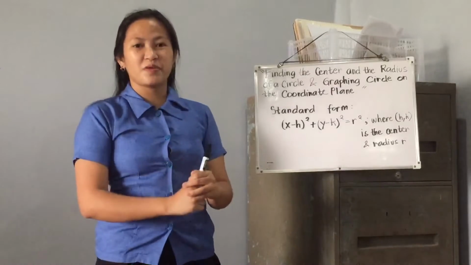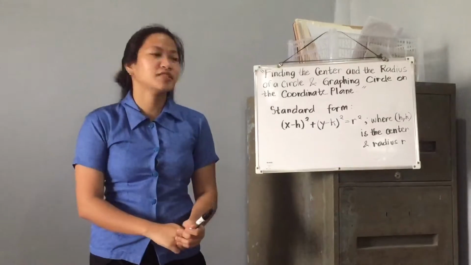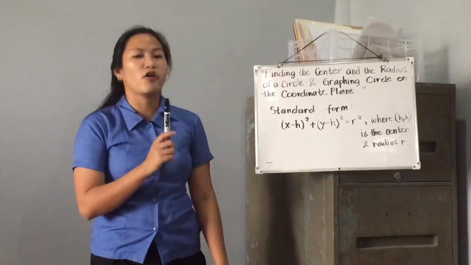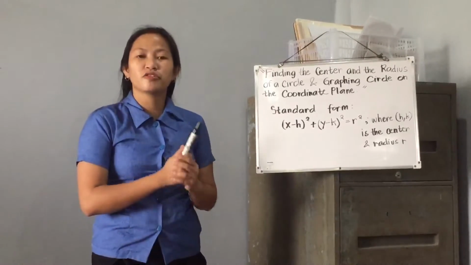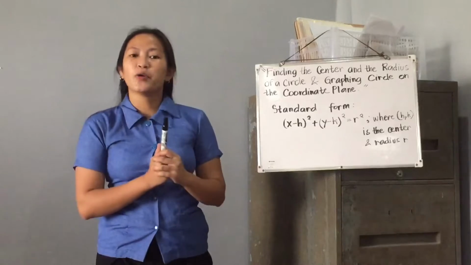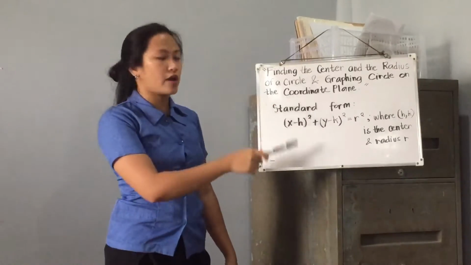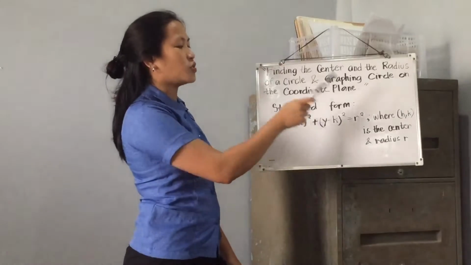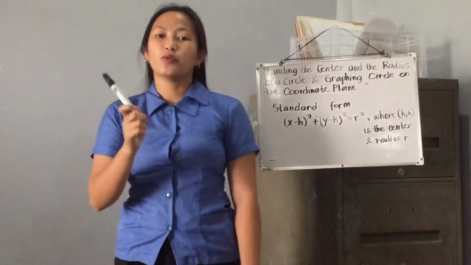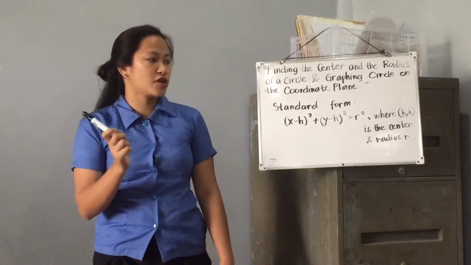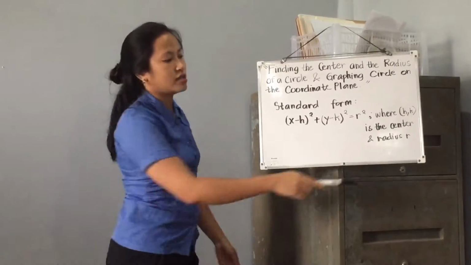Our topic for today is finding the center and the radius of a circle and graphing a circle on the coordinate plane. To determine the circle, we have to use the standard form (x - h)² + (y - k)² = r², where the point (h, k) is the center of the circle and the radius is r.